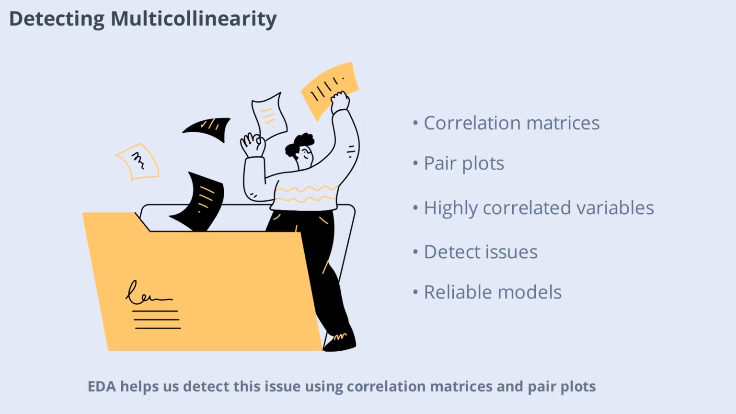Multicollinearity occurs when variables are highly correlated with each other. EDA helps us detect this issue using correlation matrices and pair plots. Addressing multicollinearity is important for building reliable models.